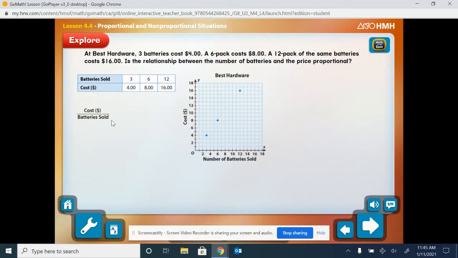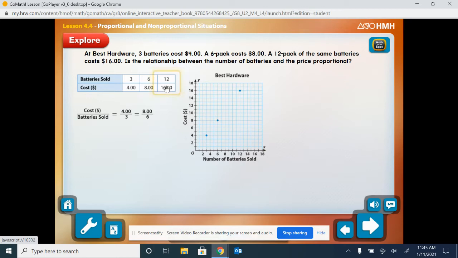Look at the ratio of cost to batteries sold. The first one is 4 to 3. The ratio is 4 to 3. The next ordered pair is 6, 8. So it's actually 8 to 6, which also reduces to 4/3. The ratio 8 to 6 is equal to the ratio 4 to 3. The last ordered pair is 12, 16.